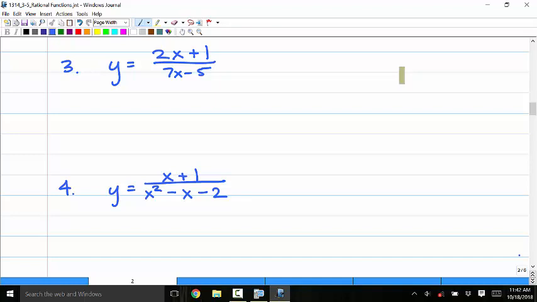Number 3. It's factored. Are there any common factors? No, so there are no holes. I need to set 7x minus 5 equal to 0. 7x equals 5, x equals 5/7. That's a vertical asymptote. Questions?